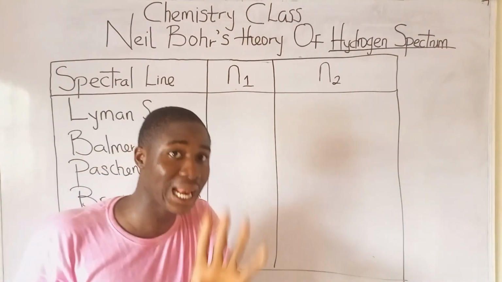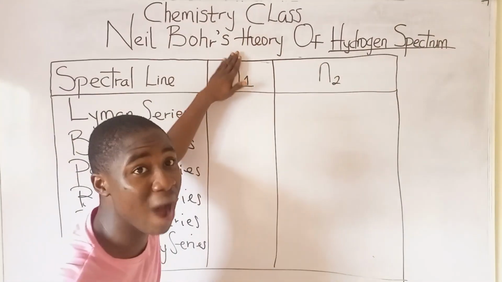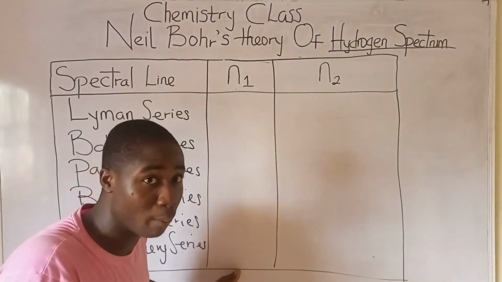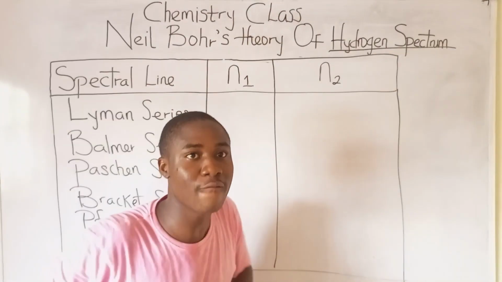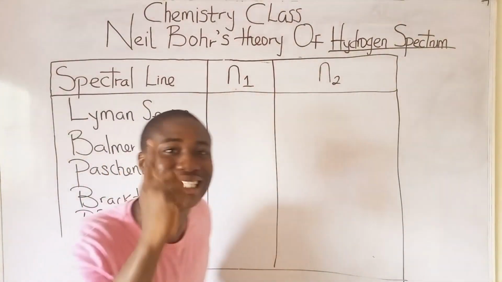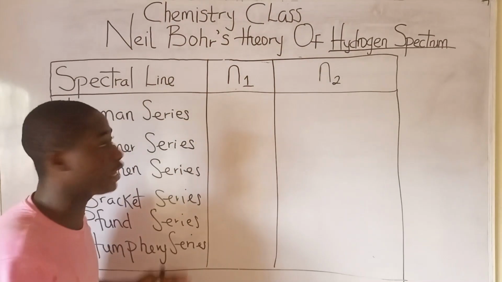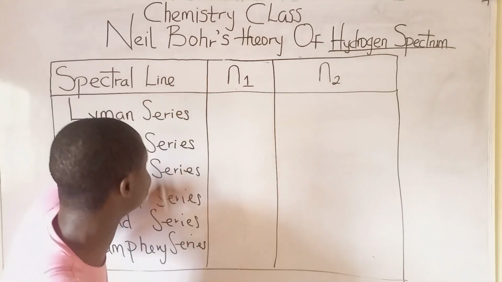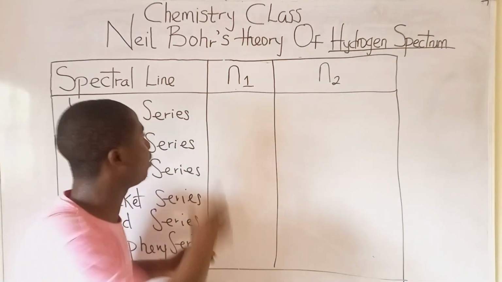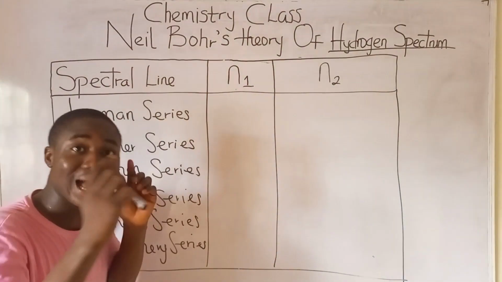These spectral lines have two sets of values: the N1 value, which is just one set of numbers, and the N2 values. Now, this is what I mean. To get the N1 value, we get it by counting serially, because I said earlier that these spectral lines are basically arranged serially. So let's go over to get the N1 values for the spectral lines.